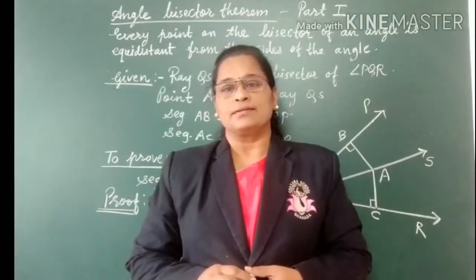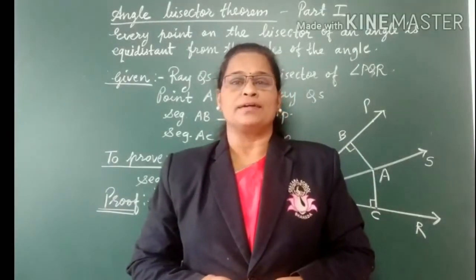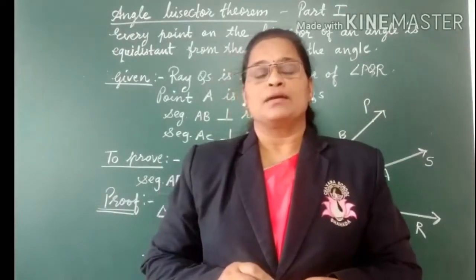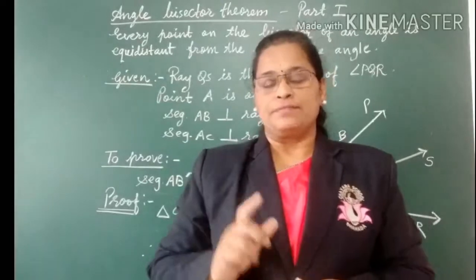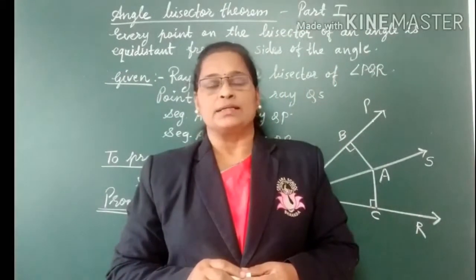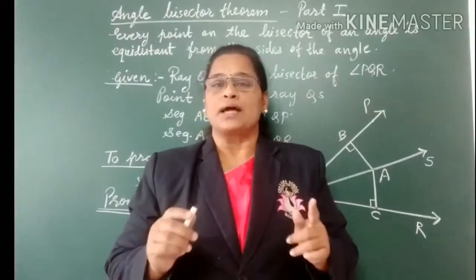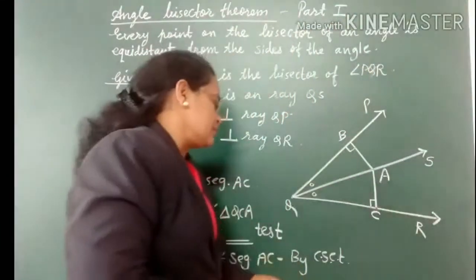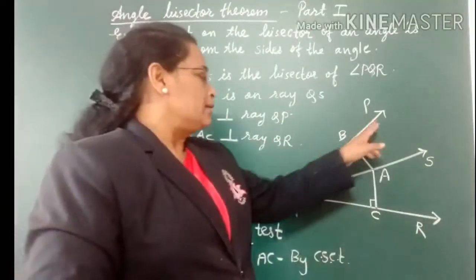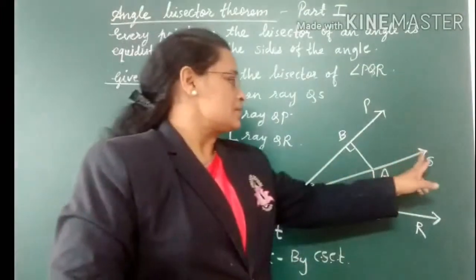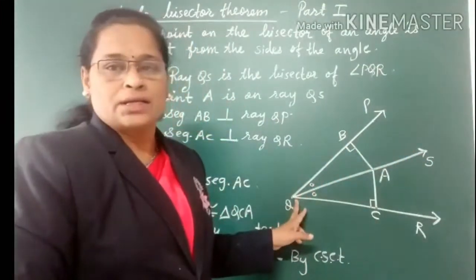Let's see part first of angle bisector theorem. As per the theorem, any point if it lies on the bisector of an angle, then it is at equal distance from the sides of the angle. So let's see the diagram first. Without that we will not understand. Here angle PQR is there and QS is the bisector of angle Q.